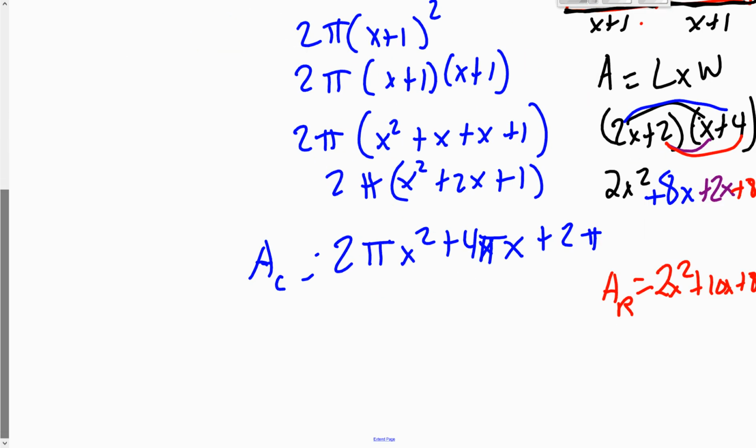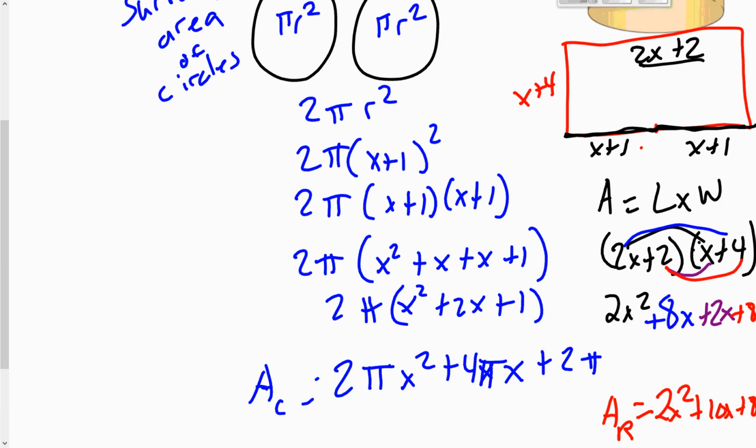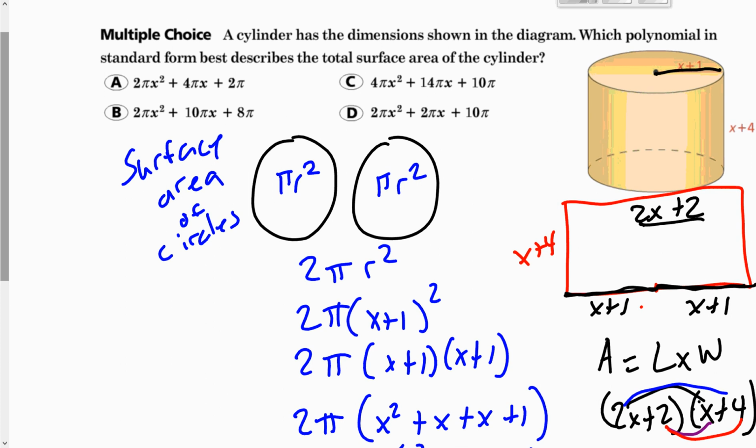So adding all these together, I can't add them because these all have pi's, right? So the total surface area would be adding these together. So I would have 2 pi x squared plus 4 pi x plus 2 pi plus 2x squared plus 10x plus 8. And so that would be the whole surface area of that. So let's look what's similar.